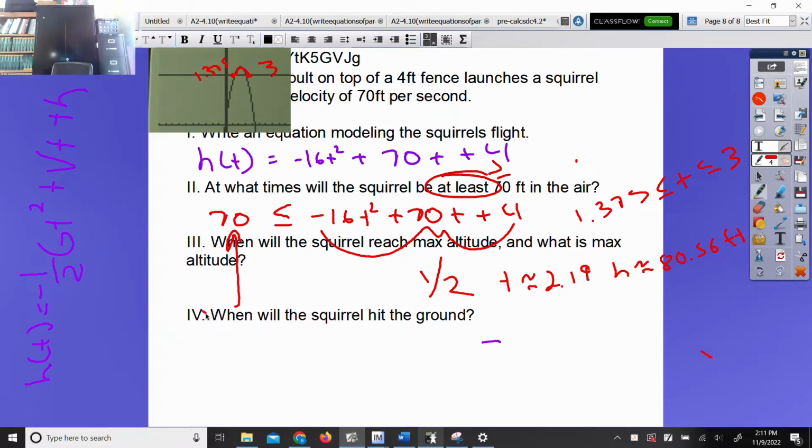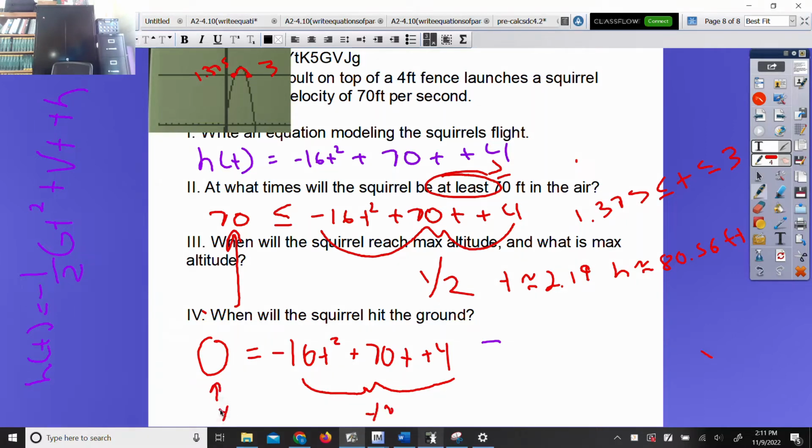The squirrel hits the ground when height is what? 0. 0 must equal negative 16t squared plus 70t plus 4. Now, if you didn't want to use the calculator, what would you have to do? Quadratic formula. That's your choice. This or that. Pick one. We're going to leave this in Y2. We're going to replace that 70 with a 0.